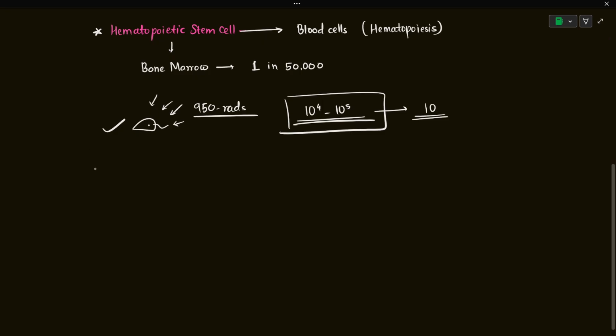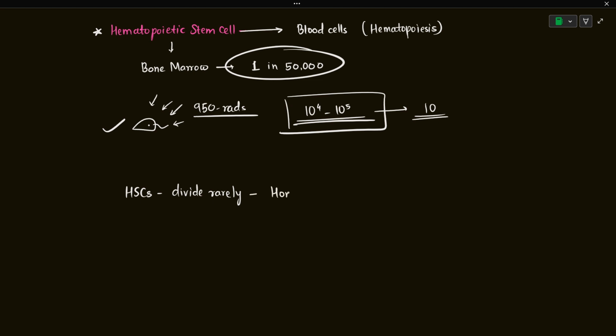Hematopoietic stem cells divide rarely, and as they divide rarely, the strength of those hematopoietic stem cells inside the bone marrow is very low. As I told you, one in each 50,000 bone marrow cells, it is really low because they divide rarely. They divide rarely when the individual is in homeostatic conditions, meaning there is no infection, so there is no need for hematopoiesis.